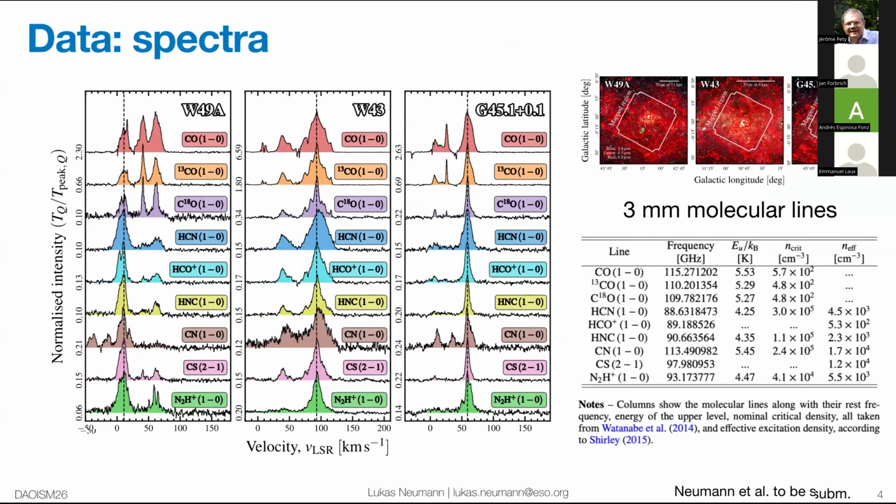So this is how the data looks if we look at the spectra, for example. You can clearly see we have clear detections of lots of molecular lines. This is only a selection of some bulk molecular gas tracers and some dense gas tracers.